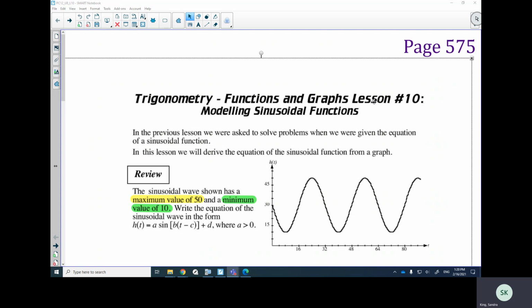The last lesson that we have in Trig 1 is lesson number 10. It's on page 575 of your student workbook. And this is going to be the second problem solving lesson. What we're going to be doing in this one is the opposite of what we did in lesson 9. In lesson 9, we were given the equation and we made the graph. This lesson, we're going to be given a graph, and from that, we're going to be making the equation. So then you've covered everything.